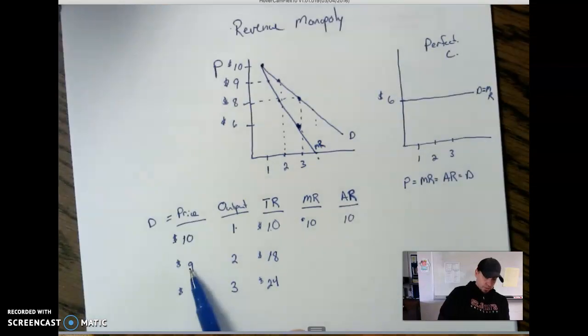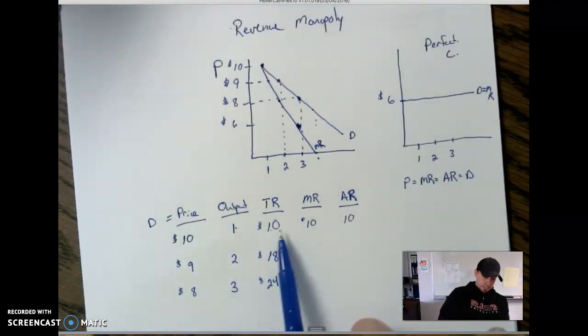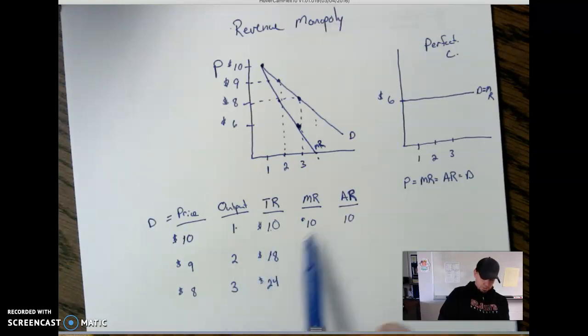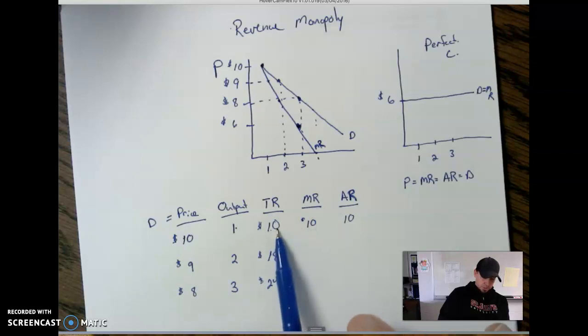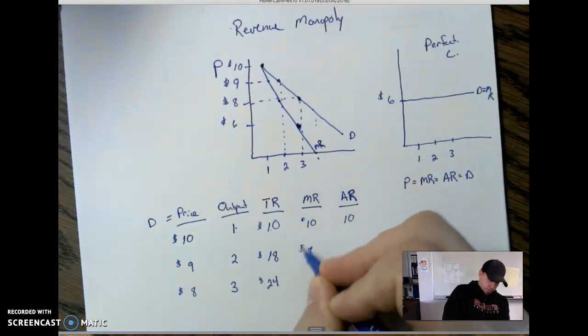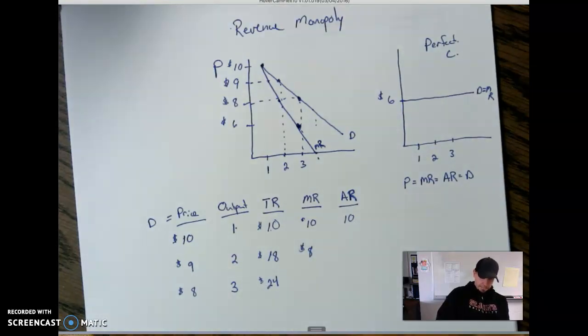And that makes sense. They all are on the same point on this graph. When I go to sell my second unit, I have to lower the price. So now my total revenue is 18, 2 times 9. My change in total revenue is 8 divided by my change in quantity, which is 1. So my marginal revenue is now 8. So by producing that second unit of good, I'm gaining 8 additional dollars of revenue.